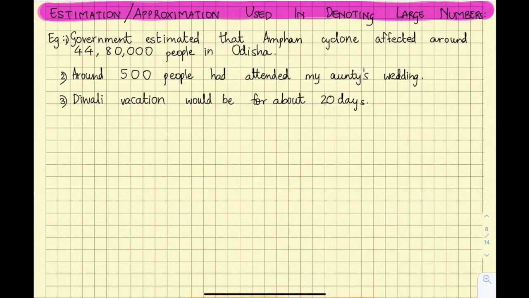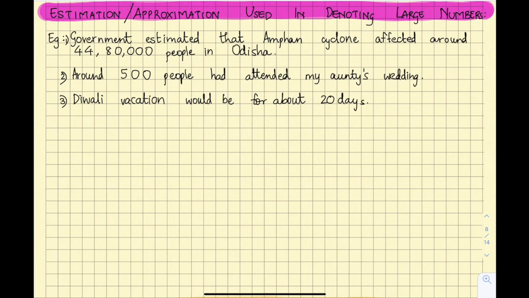Around 500 people had attended my auntie's wedding. So here when I am talking about the guests who attended auntie's wedding, around 500, it means it could have been around 450 people, or 475 people, or 495 people, or it could have been somewhere around 515 or 535 people. Then lastly, Diwali vacation would be for about 20 days. The term about 20 days shows that this is an estimation. It could be for around 18 days or 19 days or 20 or 21 or 22, 23 or 24 days.